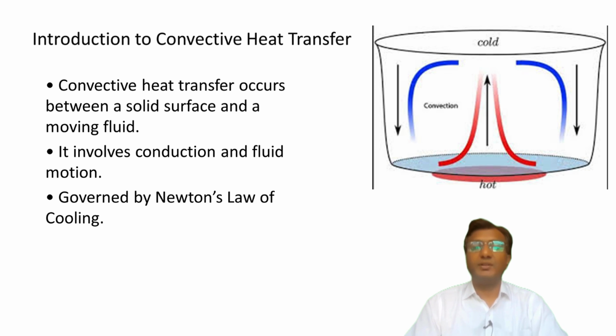Convection can be natural, caused by density difference, or forced, which is because of fans or pumps. In one-dimensional convection, we assume heat transfer occurs in a single direction, simplifying analysis for systems like flat plates or pipes. Understanding convection helps engineers optimize thermal performance and energy efficiency. Now let's move to Newton's law to see how we quantify this process.